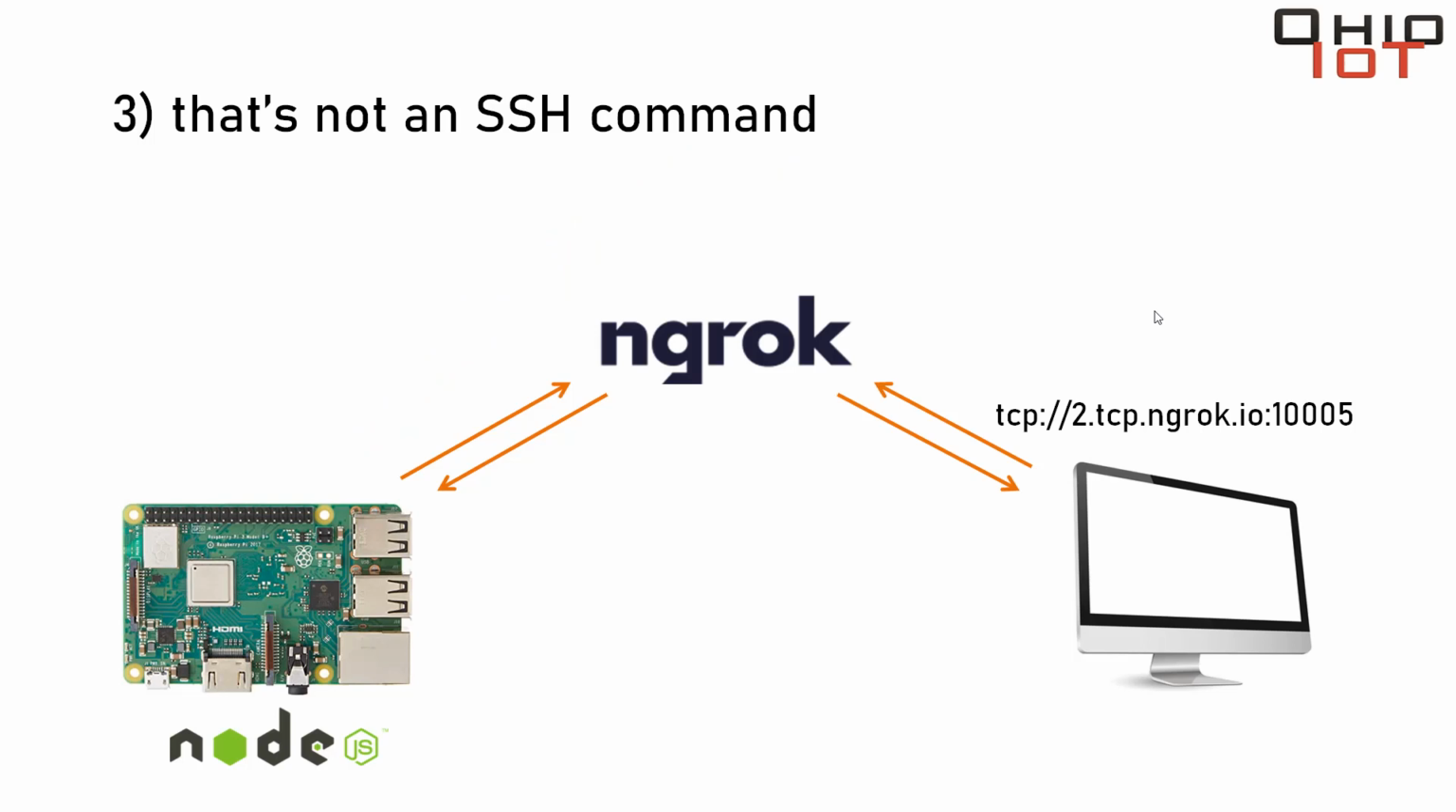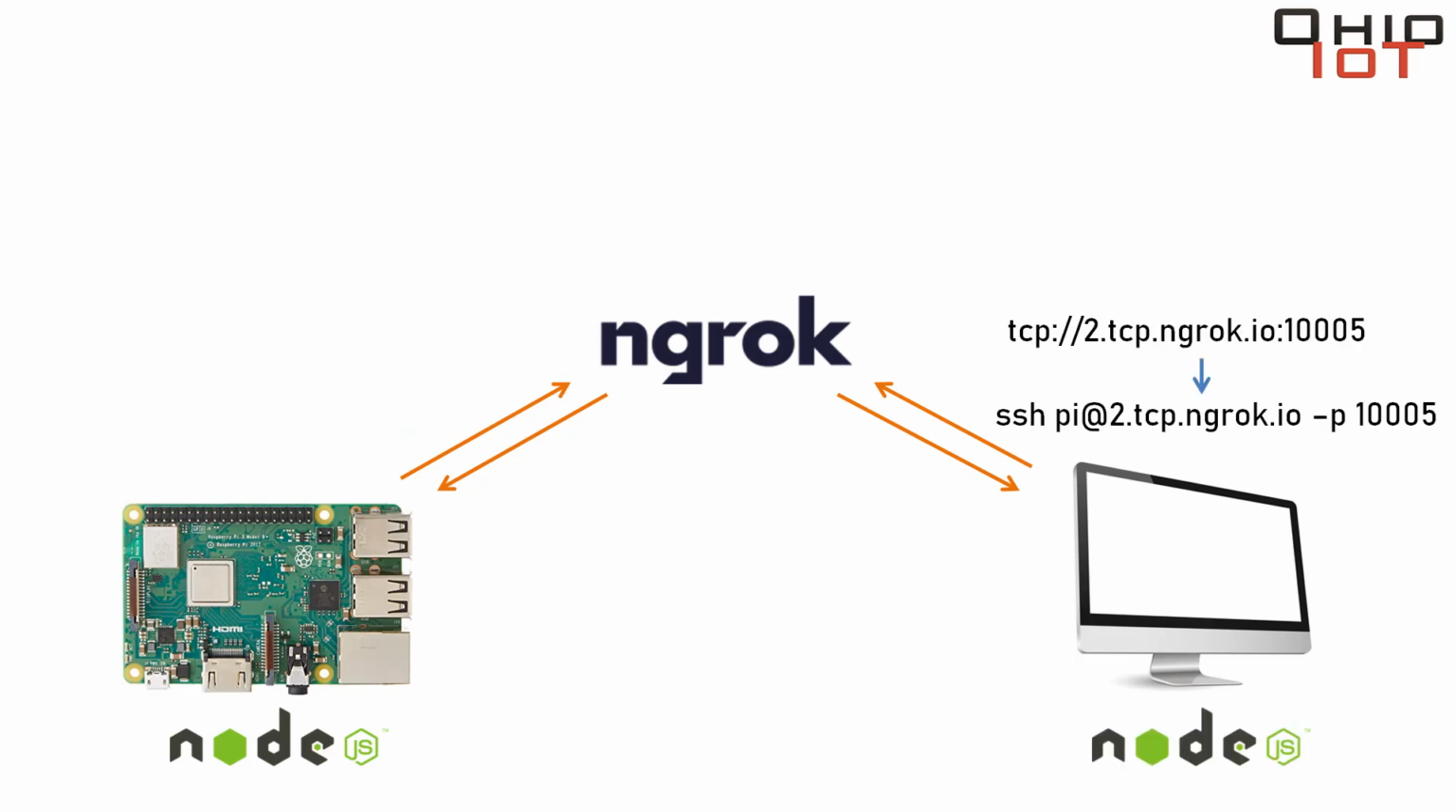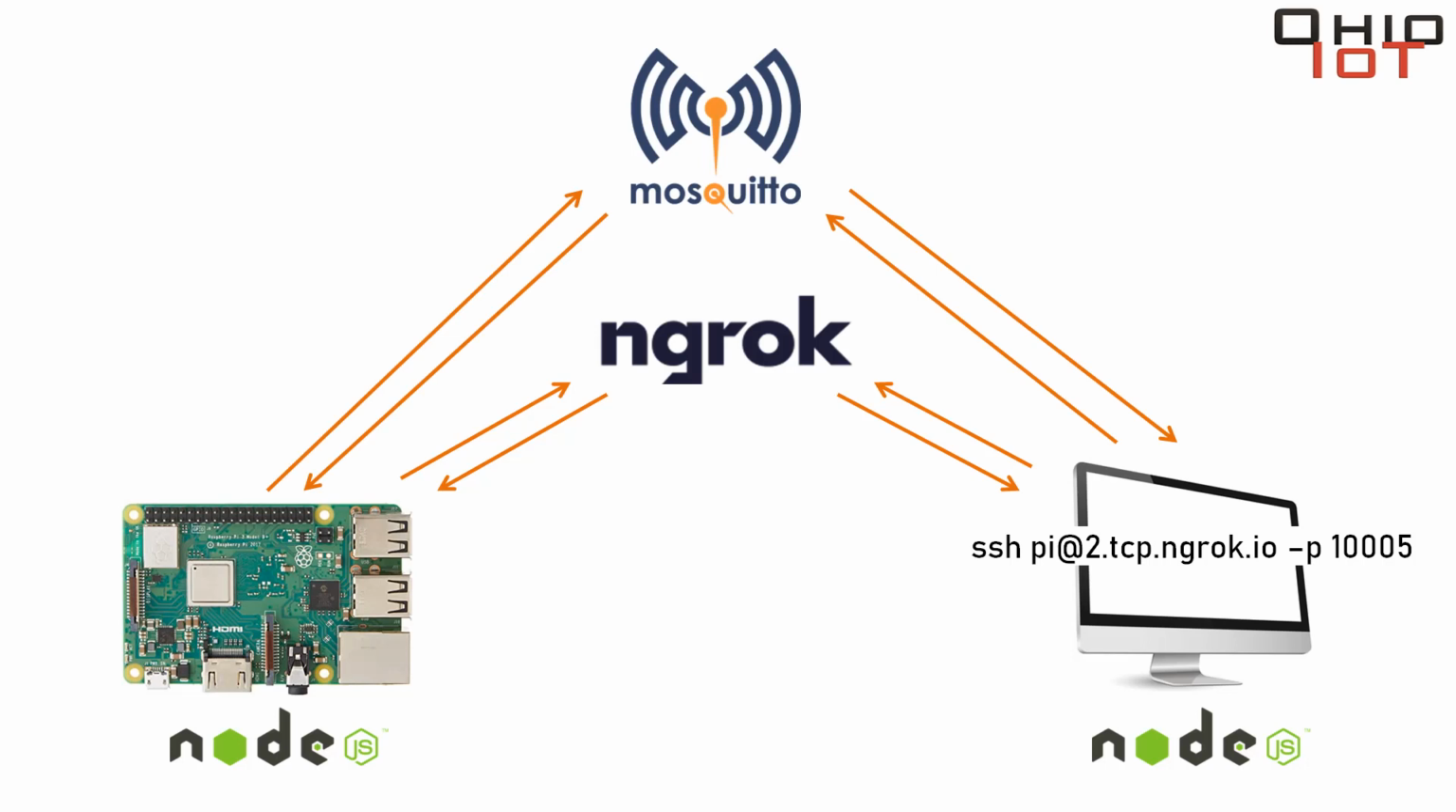So the last step is, again, using Node.js. I'm going to take that string and parse it into something that looks like an SSH string. I never found this in the docs, but from trial and error figured out that if I took that string and parsed it as such, I would then be able to SSH into the Pi. So once we have all our code running, the system looks something like this.